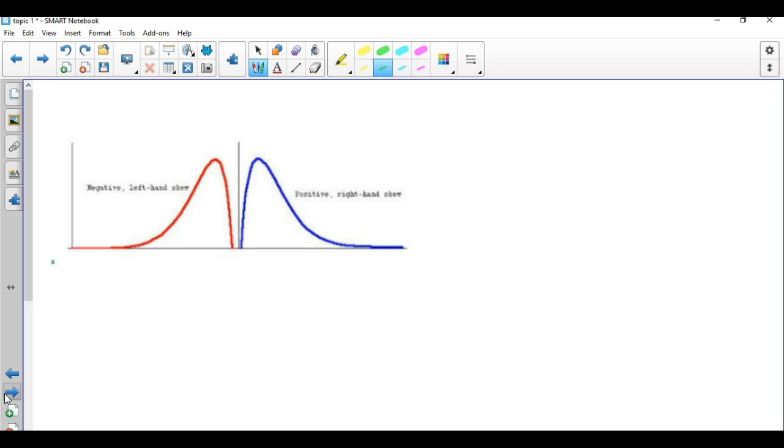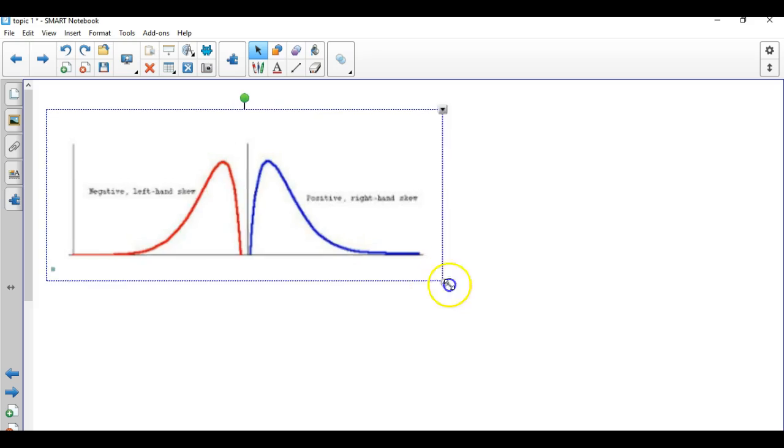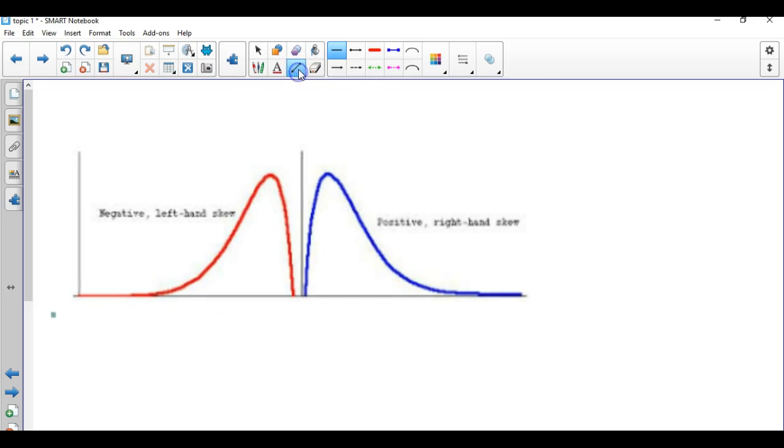And now we have a skewed distribution. The blue graph, the tail is on the right-hand side. So we have a skewed distribution that is skewed to the right. Over here in the red graph, the tail's on the left-hand side. So we say the distribution is skewed to the left.